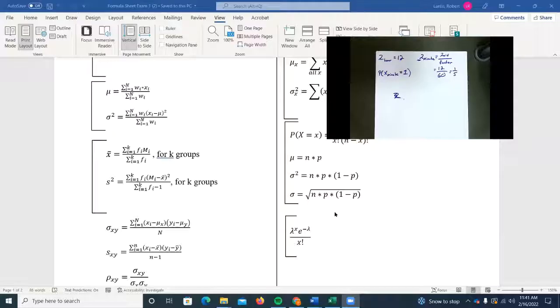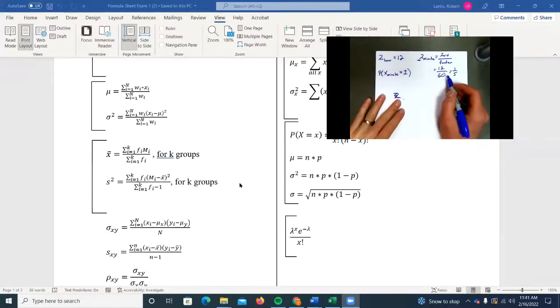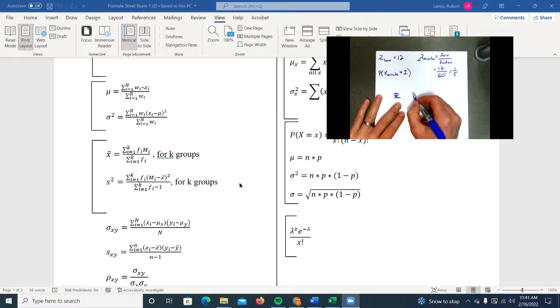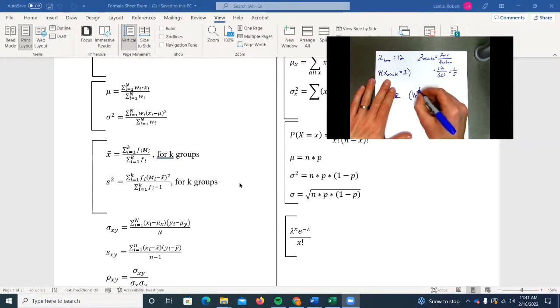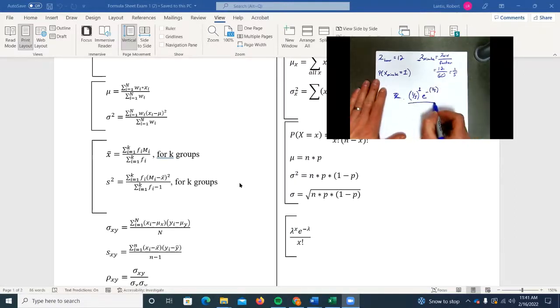My lambda now, or that average rate, is 1/5. So lambda to the x, my x here, making this easy, is just 1, times e, that natural number, to the negative lambda, which is 1/5, and then over x factorial. All right. Then I get that entered in my calculator.